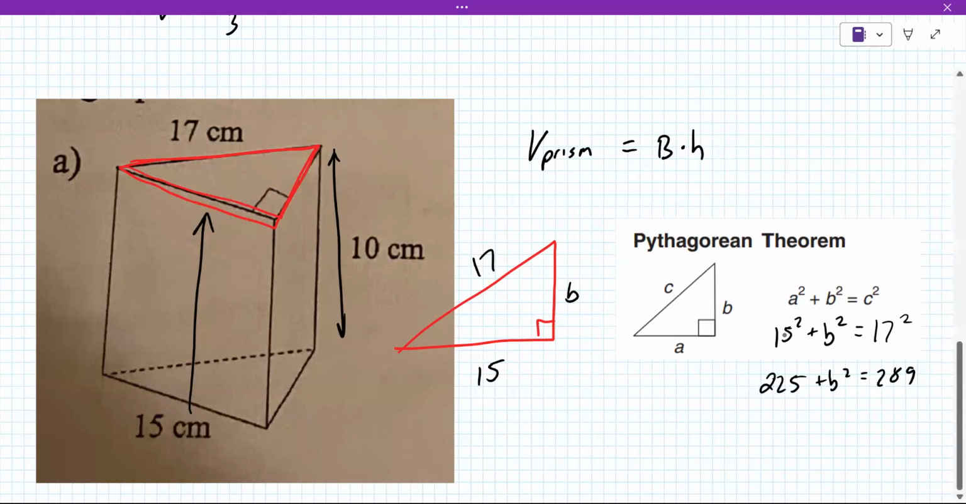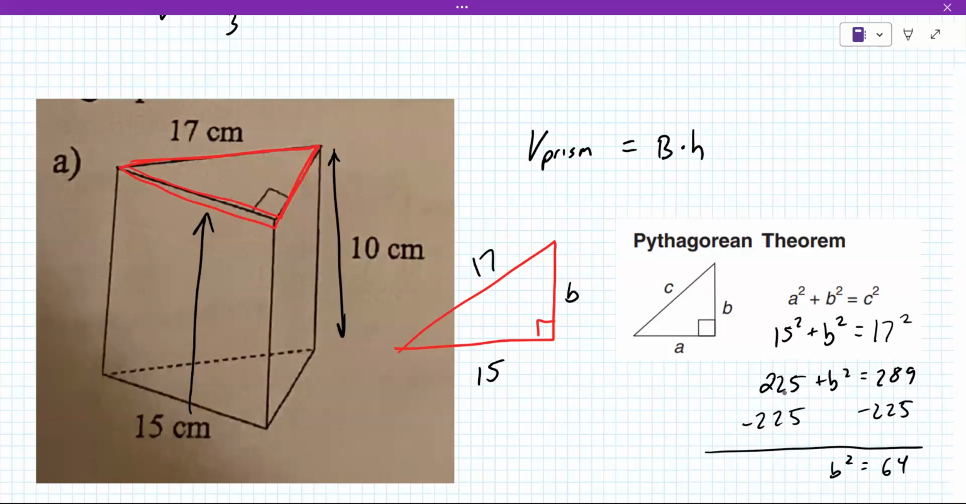How do you get B alone? What do you have to undo on B? We should subtract 225. You added. I don't know why, but you added. B squared is 64. Okay, so what is the value of B?